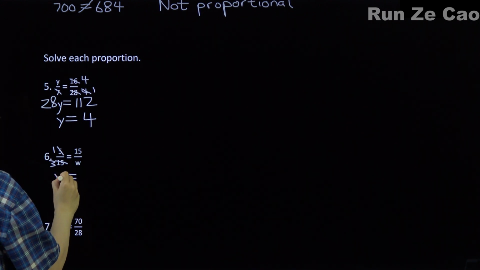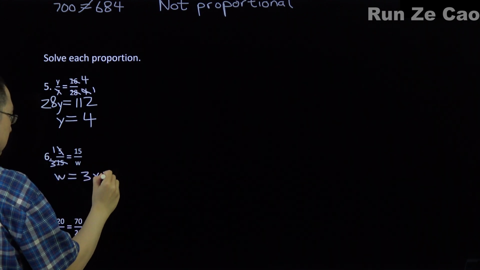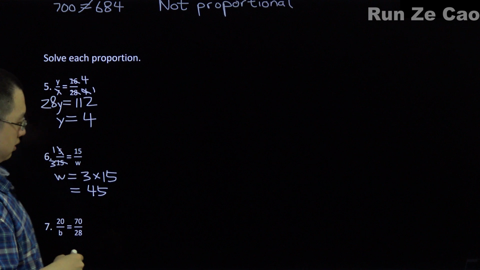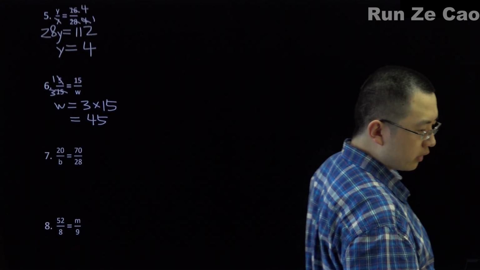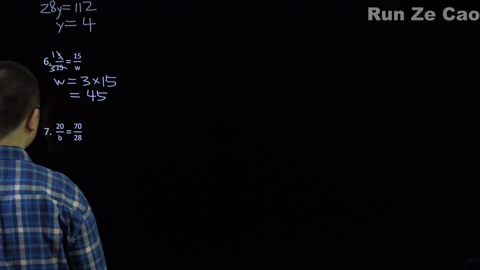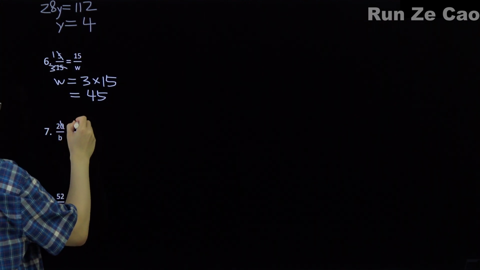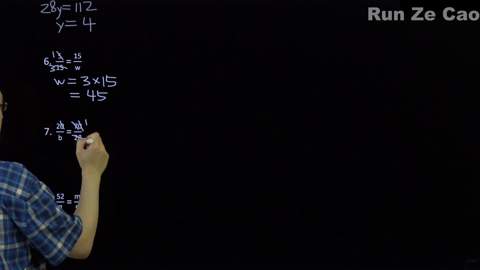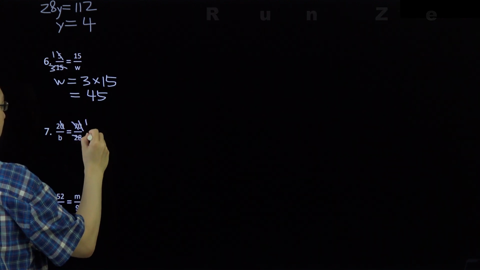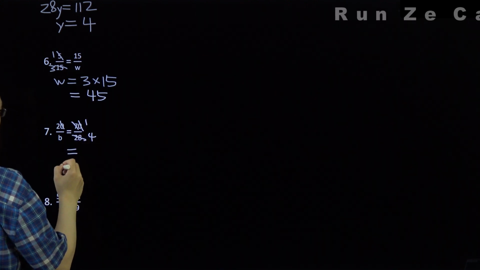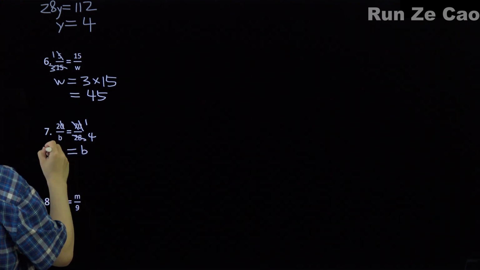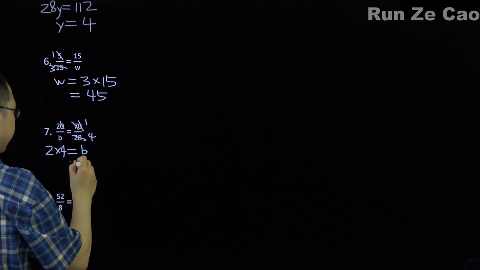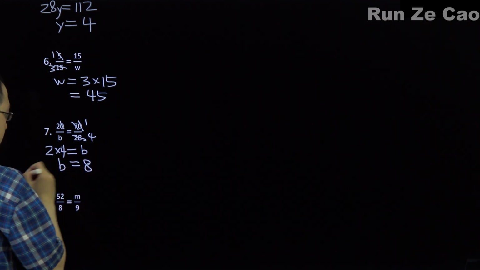So w is equal to 3 times 15, which is equal to 45. Now for 20 over b is equal to 70 over 28, you can cancel out a 10 right away. You can cancel the 7 and turn this into a 1 up here and a 4 down here. So b is equal to 2 times 4 once we cross multiply. b is therefore equal to 8.